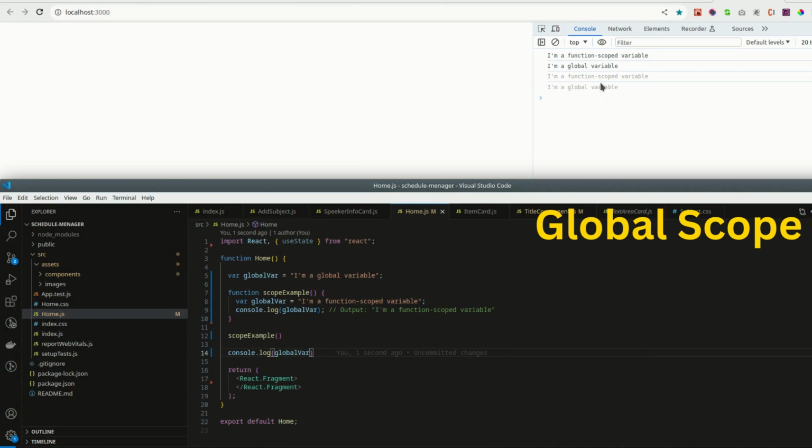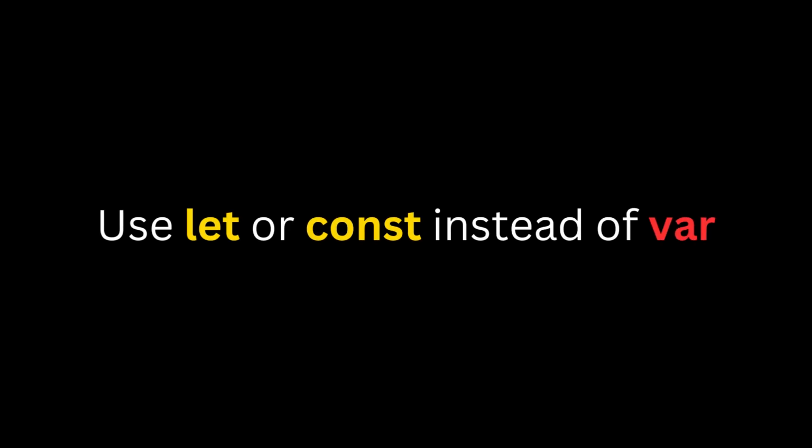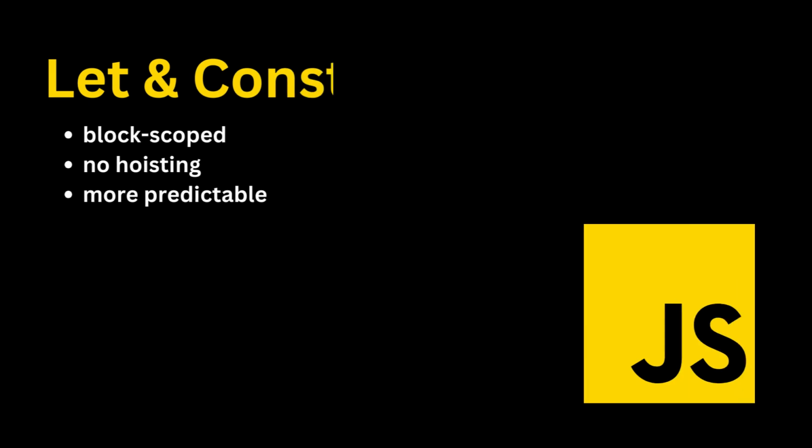Here, we have a global variable named globalVar and a function-scoped variable with the same name. The function-scoped variable does not affect the global variable, leading to potential naming conflicts. Due to these drawbacks, it's generally recommended to use let and const instead of var in modern JavaScript. Let and const provide block scope, avoid hoisting issues, and are more predictable and less error-prone in various coding scenarios.